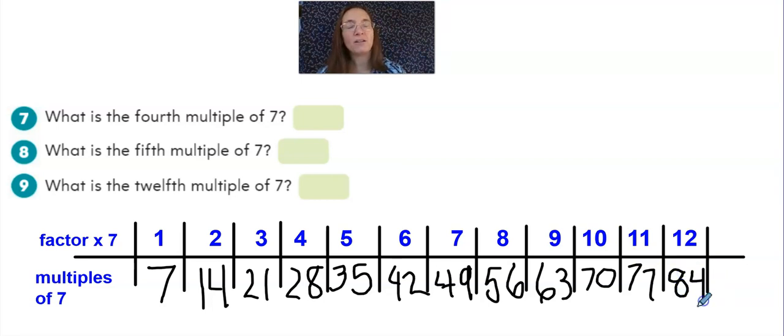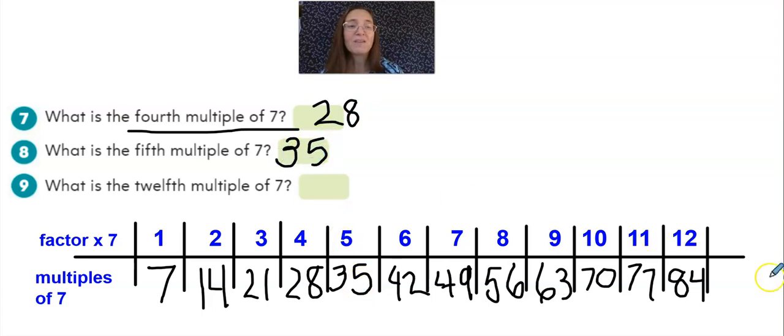Having written this all down and remembered my multiples of 7, now I can easily say what's the fourth multiple? 1, 2, 3, 4, 28. The fifth multiple must be right next door. That would be like 5 times 7, 35. How about the 12th multiple? Right here, 12 times 7 is 84.